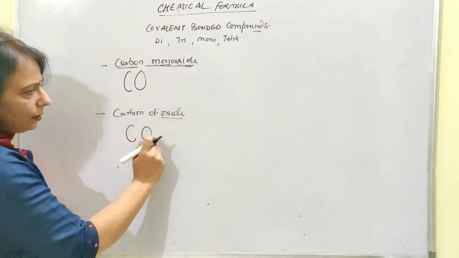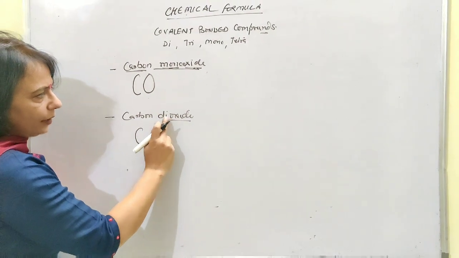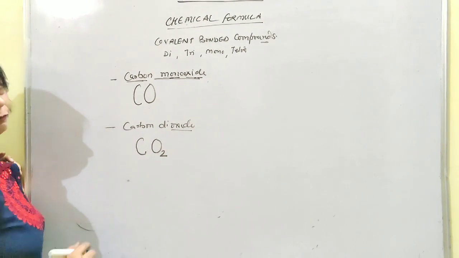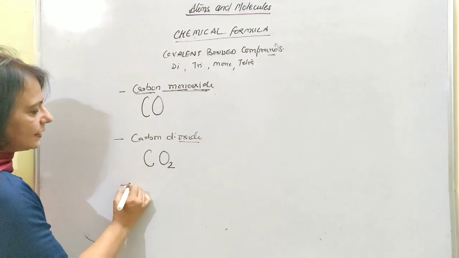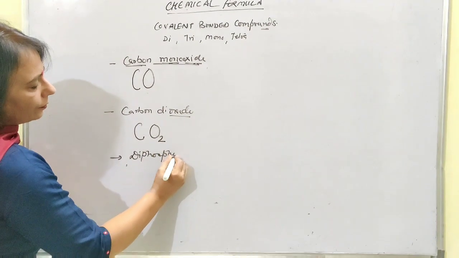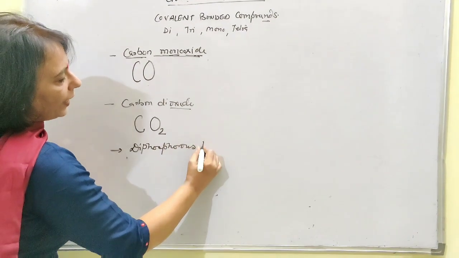So whichever element is mentioned towards the end, and before that if any number is written, that number has to be written in the form of subscript. Let's say diphosphorus pentaoxide.